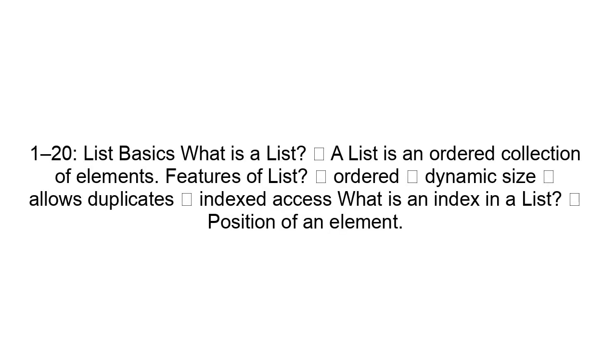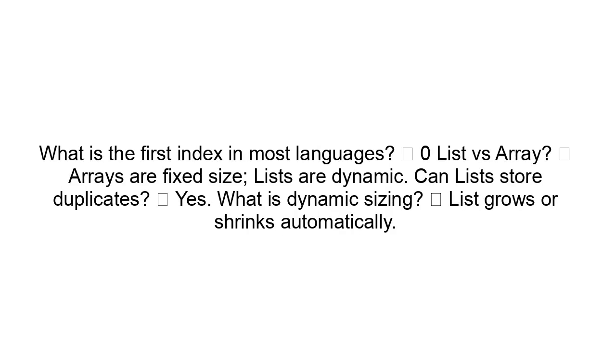Questions 1 to 20. List basics. What is a list? A list is an ordered collection of elements. Features of a list: ordered, dynamic size, allows duplicates, indexed access. What is an index in a list? What is the first index in most languages? 0. List versus array. Arrays are fixed size. Lists are dynamic. Can lists store duplicates? Yes. What is dynamic sizing? The list grows or shrinks automatically.